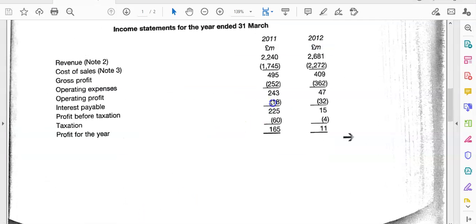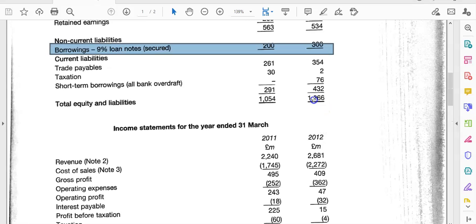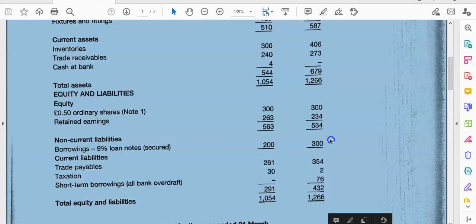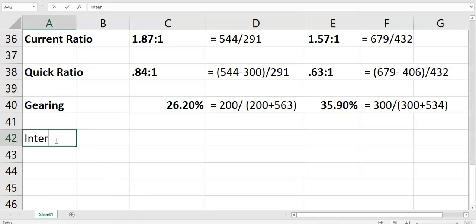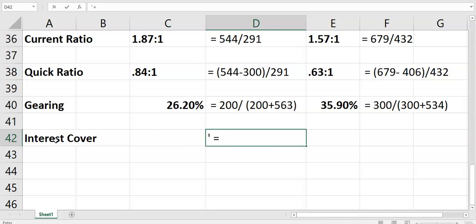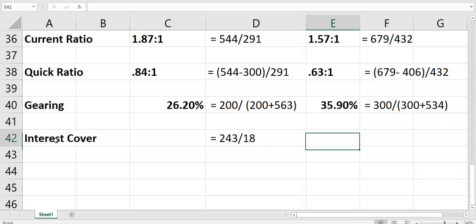So here it will be the operating profit, the 243, over interest of 18, and then it will be 47 over 32 in 2012, because your profit has gone down, but your interest payable has gone up. And we have said earlier, the main reason that the interest payable has gone up is we have increased debt, more debt in long term, and more of an overdraft, which you would pay interest on. So interest cover looks at the sustainability of the interest expense. Here it would be 243 operating profit over interest, and here it'll be 47 over 32.